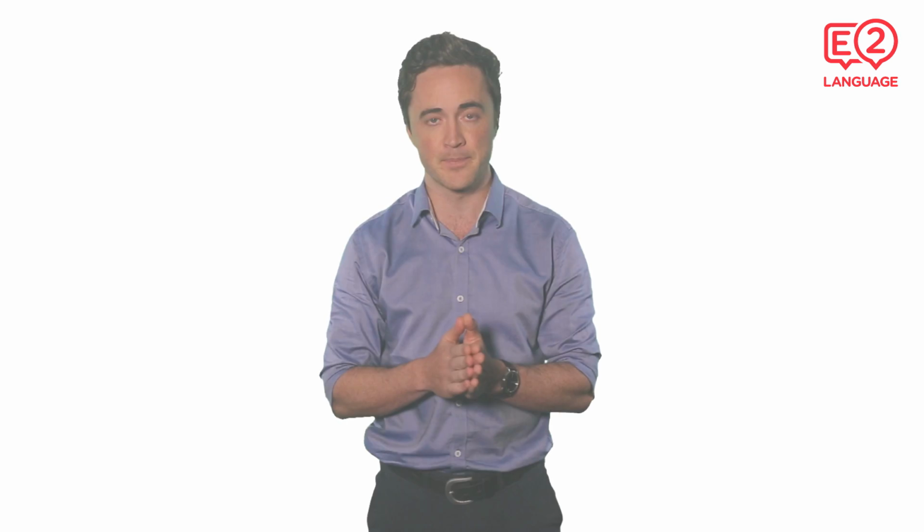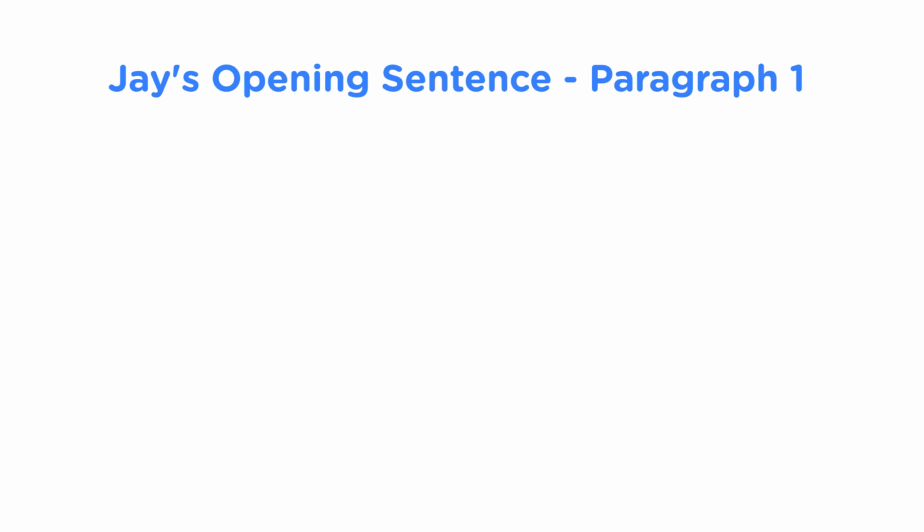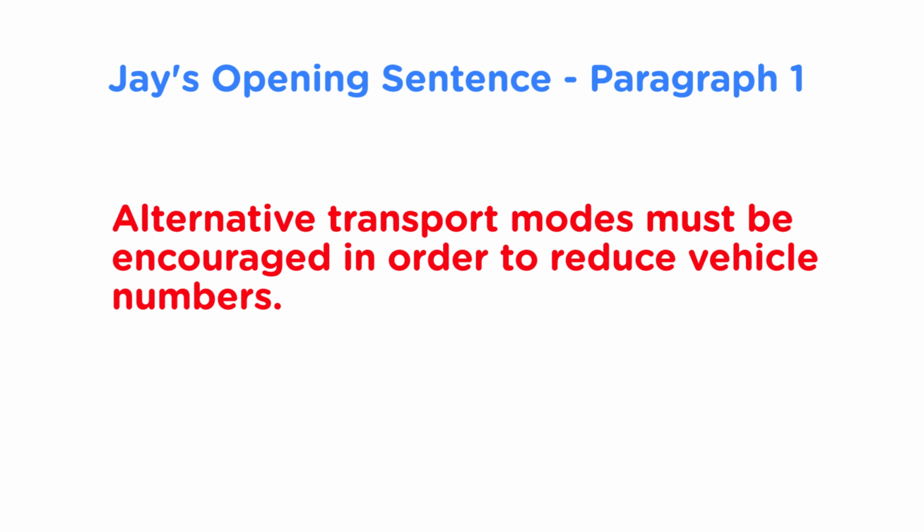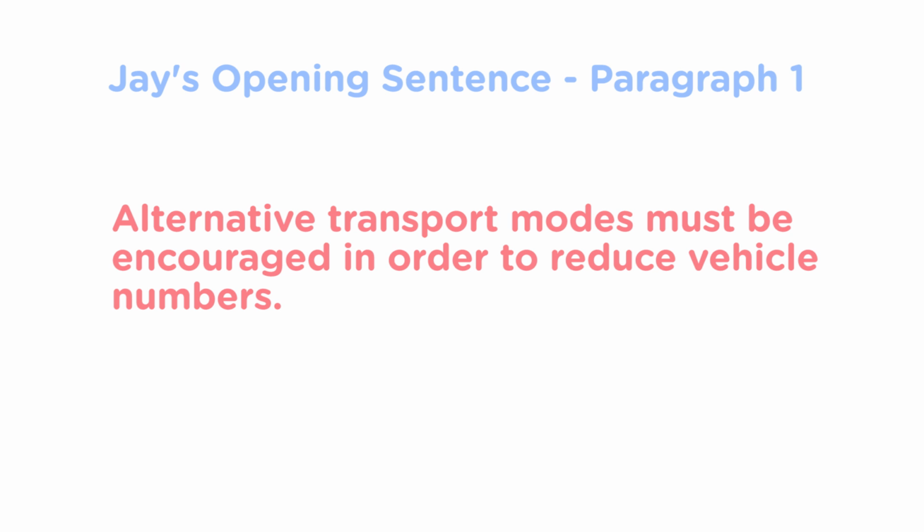Let me show you a well-written paragraph with these 4 parts. We'll look at each part one by one. Our opening sentence says, alternative transport modes must be encouraged in order to reduce vehicle numbers. It follows on from our introduction and it introduces the paragraph. The rest of the information in the paragraph will flow from this opening sentence.